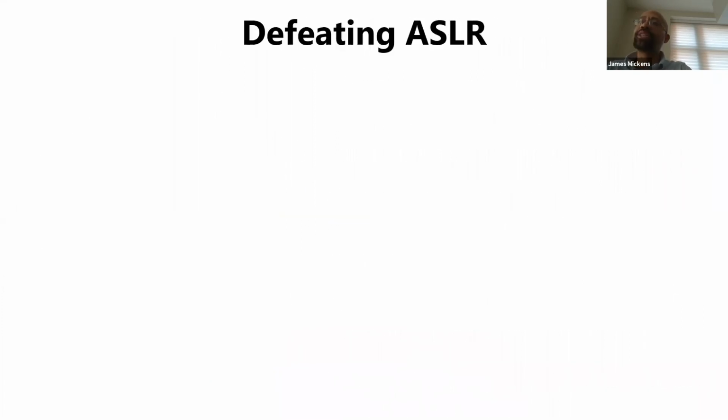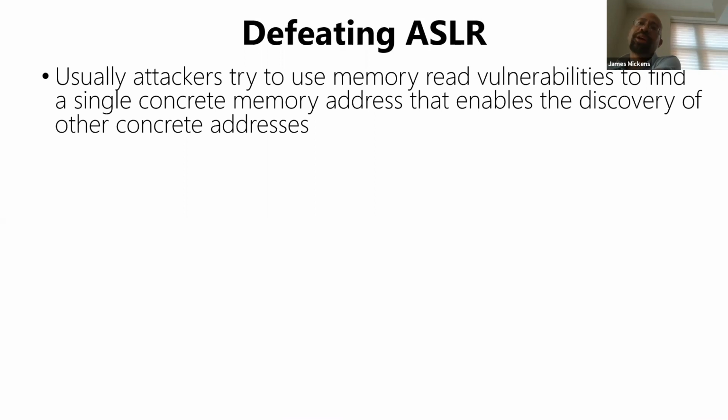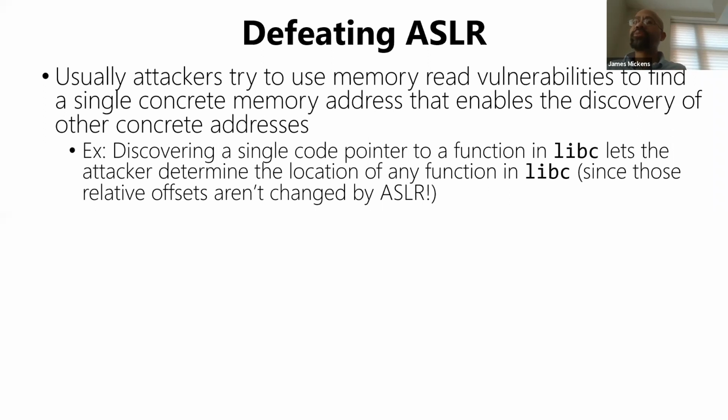Okay, now how might we go about defeating address space layout randomization? Usually in modern state-of-the-art attacks, the attacker tries to use a memory read vulnerability to find a single concrete memory address. Then using that address, the attacker tries to discover other concrete addresses. For example, if the attacker can discover a single code pointer to a function in libc, that's very powerful. Address space randomization changes the offset of that big chunk of code belonging to libc. However, it does not change the relative ordering of function code inside of libc.